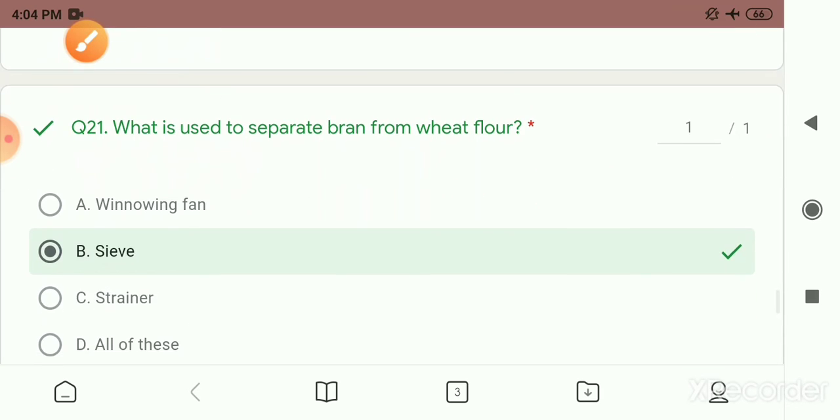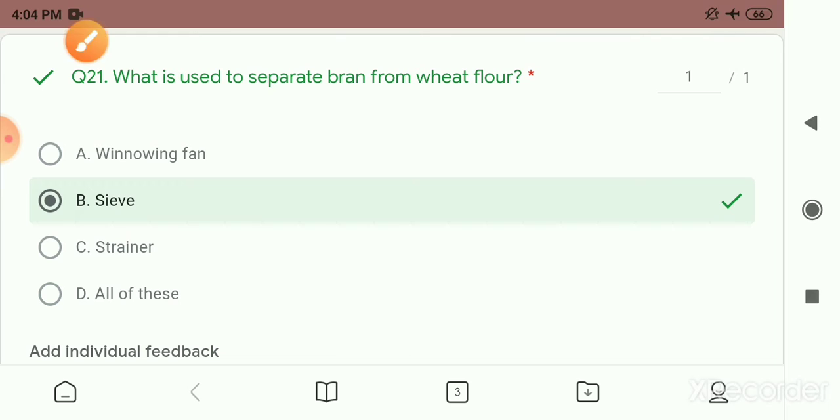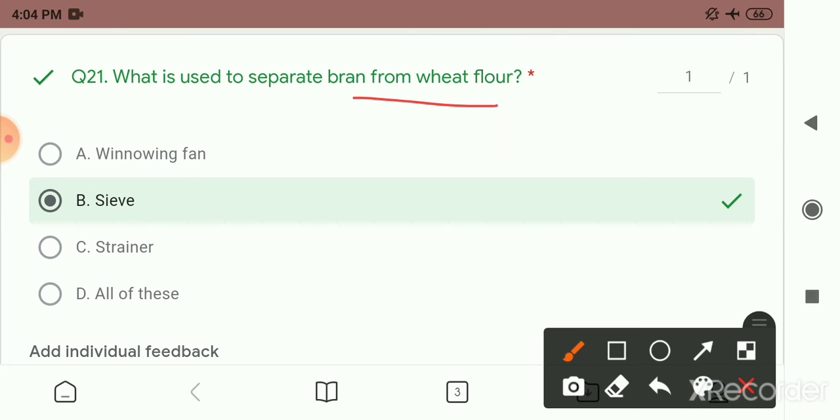Next is 21st number. What is used to separate bran from wheat flour? Bran, that means the dried stems or outer coverings of the grains. So how can we separate them from the flour? The options are winnowing fan, sieve, strainer or all of the above. So your answer is option B, that is sieve. To separate the bran from the flour, the sieving method is used, and in this method we are using a sieve to separate bran from the wheat flour. Your answer is option B.